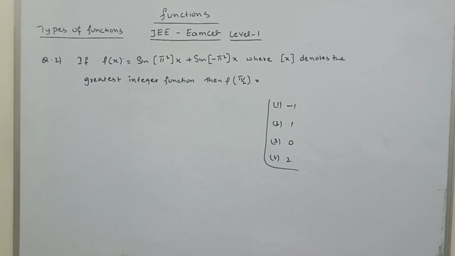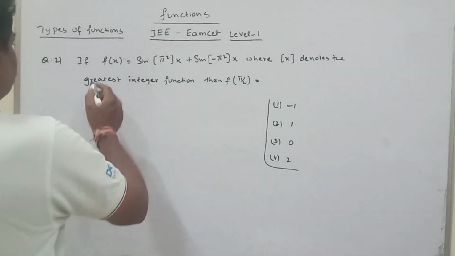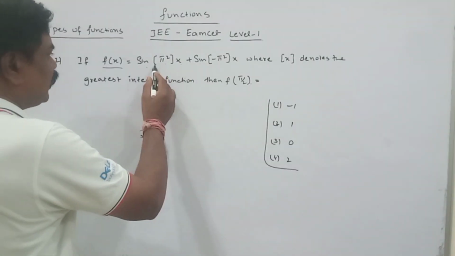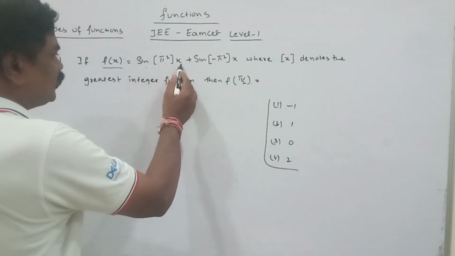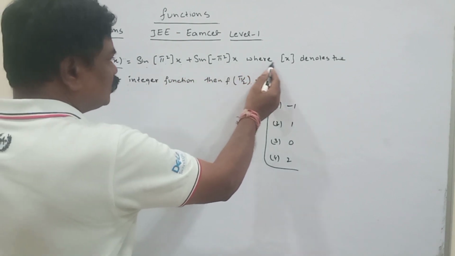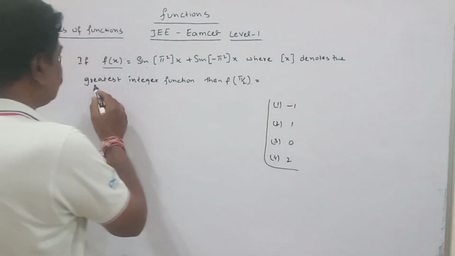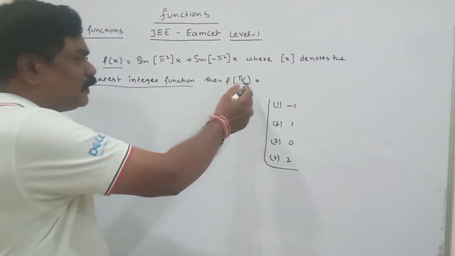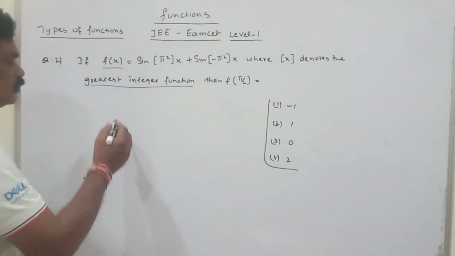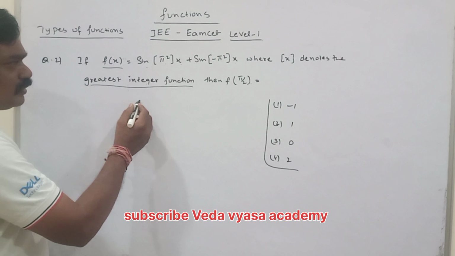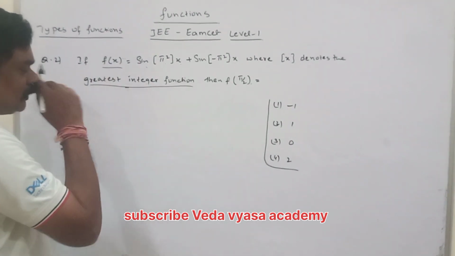Dear viewers, we have the problem. If f of x is equal to sin of pi square x, sin step 5 pi square x plus sin step minus pi square x, where step x denotes the greatest integer function, then f of pi by 2 is equal to. So here step x is the greatest integer function.